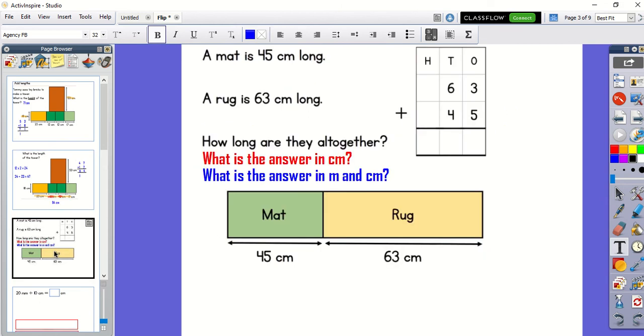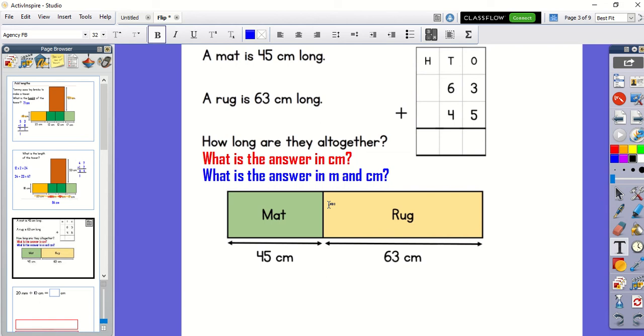Let's move on to this one. I want you to have a go at this one yourselves. So a mat is 45 centimetres long, a rug is 63 centimetres long. How long are they altogether? So I've put the mat and rug as a visual for you. I've given you your column addition, I want to know what the answer is in centimetres, and I also want to know what the answer is in metres and centimetres, okay? So drawing on that comparing knowledge. Have a go.